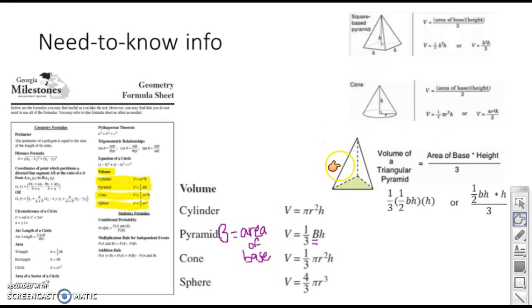So all of these formulas are very closely related. If you'd rather just use your formula sheet to get the formula of a cone, that's fine. But I just wanted you to see how those were related because pi r squared is the area of the base, so it's actually the same formula.